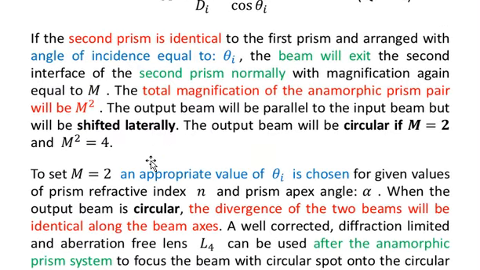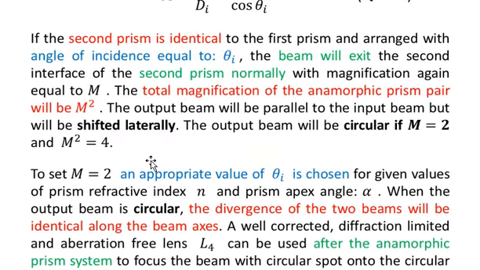Now to set m is equal to 2, an appropriate value of theta I is chosen for given values of the prism refractive index n and the prism apex angle alpha. When the output beam is circular, the divergence of the two beams will be identical along the beam axis. So you see that here we have increased the diameter of the beam, that is we have equalized the diameter of the horizontal beam and the vertical beam.